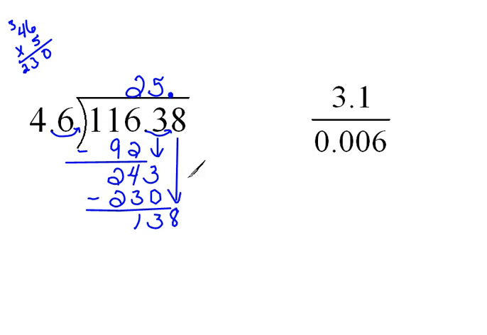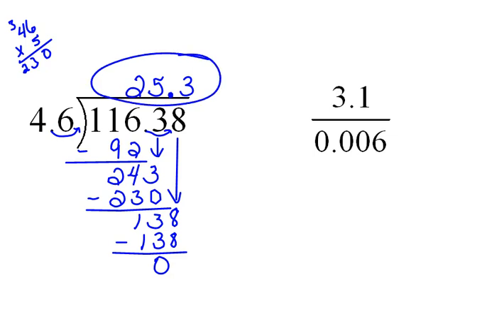And we would just keep dividing as if it was just plain old numbers. So 46 actually times 3 is 138. So that goes in evenly. Our answer then here would be 25.3.